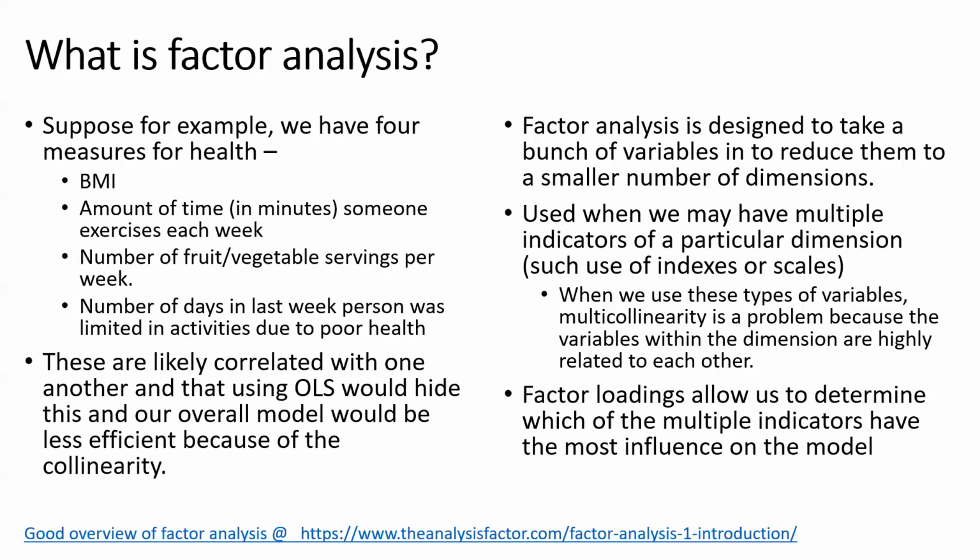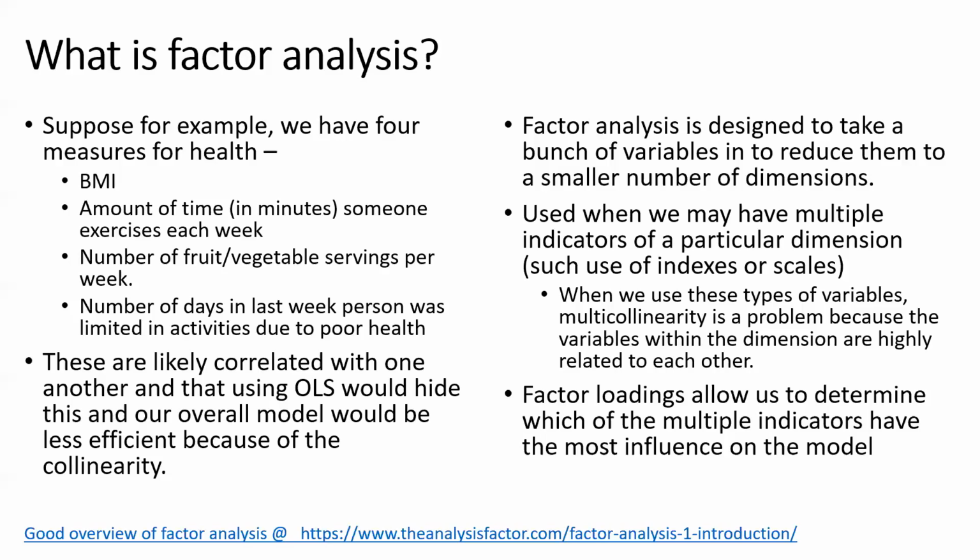They're not perfectly collinear. Somebody can eat lots of fruits and vegetables and not do any exercise at all, but we would expect that people who are high on one of these measures are also going to be high on other of these measures. If we put them all in the model, we would end up with something that's very inefficient because of the multicollinearity.